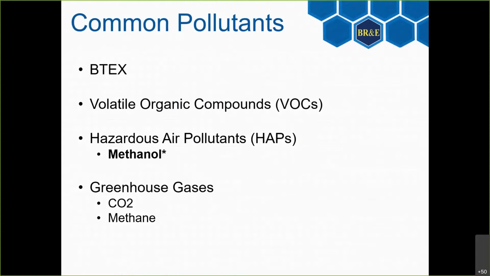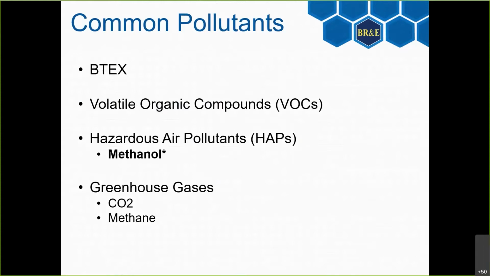The main pollutants that we see from these units depend on what's in your feed gas. But very commonly we'll see the BTEX that I just mentioned, your benzene, toluene, ethylbenzene, and xylenes. We have our volatile organic compounds, or VOCs. These are hydrocarbons that are basically propane and heavier, anything with 3 carbons and more. We also have our hazardous air pollutants, which are really important to track.